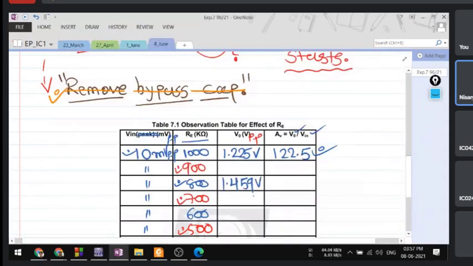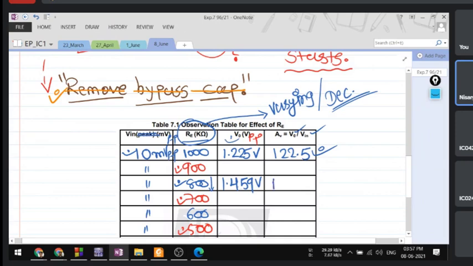So here you can see, student, this RE is varying, right? RE is decreasing, and you can see that the output is increasing, and also your gain. So gain is what? 1.459 divided by 10 millivolt, which is nothing but 145.9. That is your gain, V output upon V input. Now let's further decrease it.